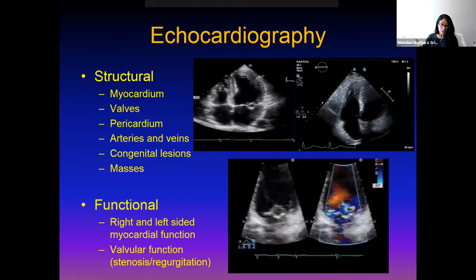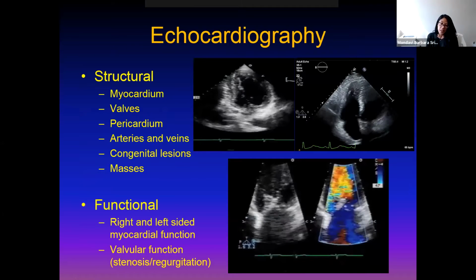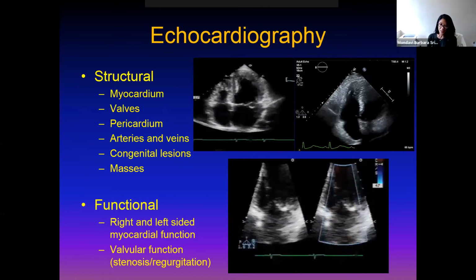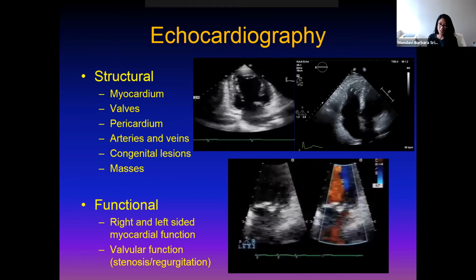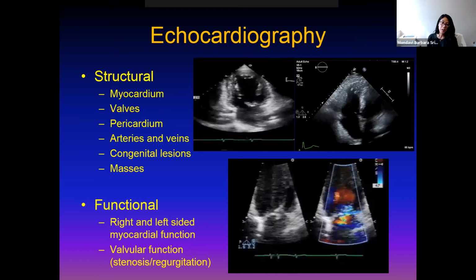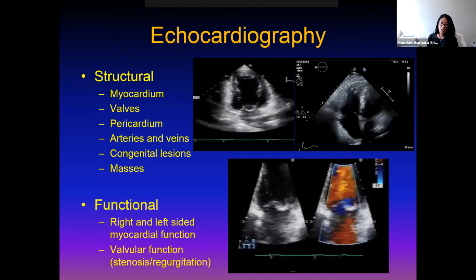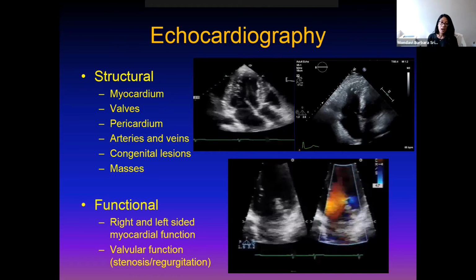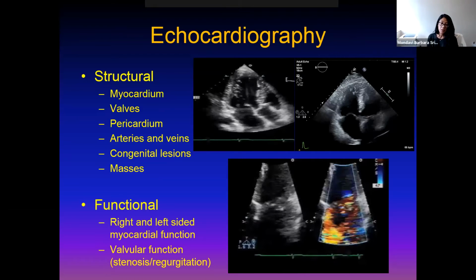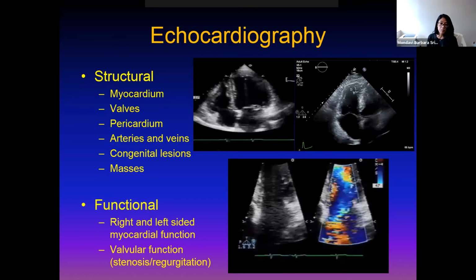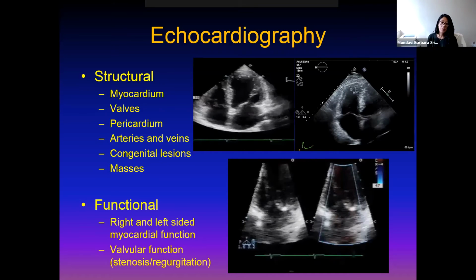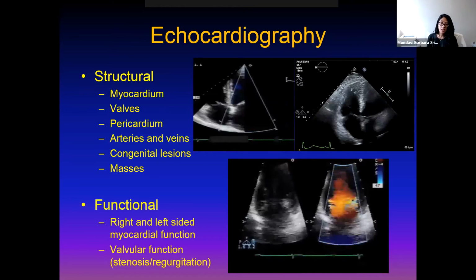echocardiography. I'm pretty sure almost everybody out there has ordered an echocardiogram if you've taken care of any cardiac patient. As we know, this is the bread and butter of cardiac imaging. We get a lot of information on the structure of the heart. We can see the different valves, myocardium, pericardium, and can look for masses and congenital lesions.